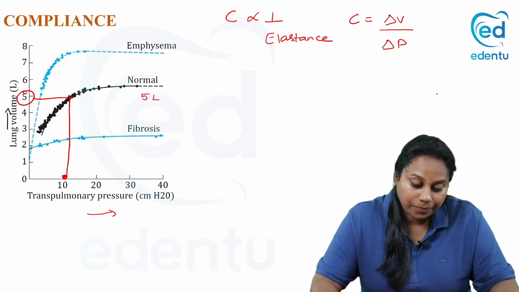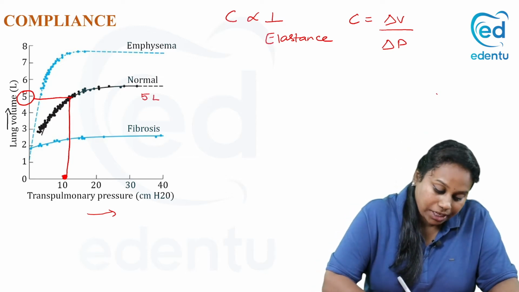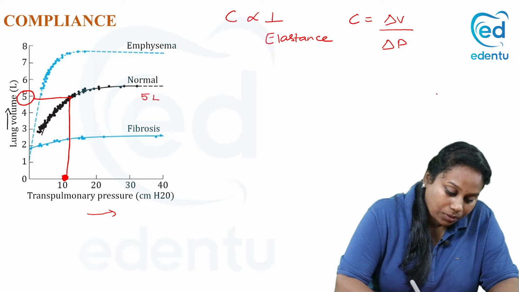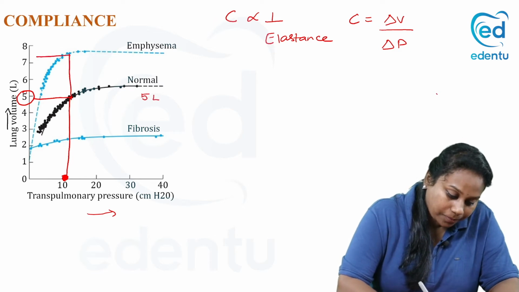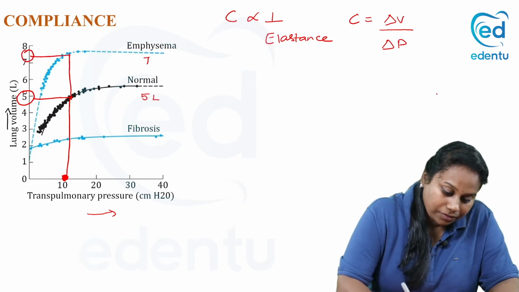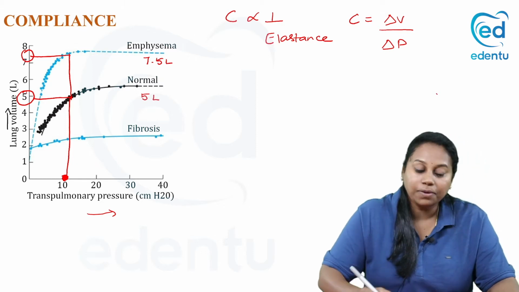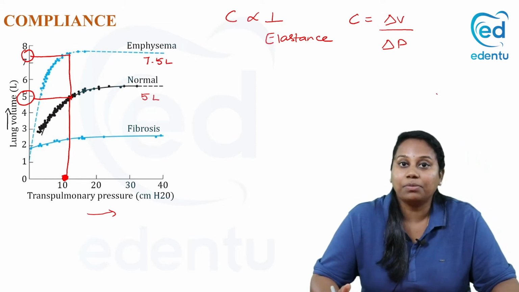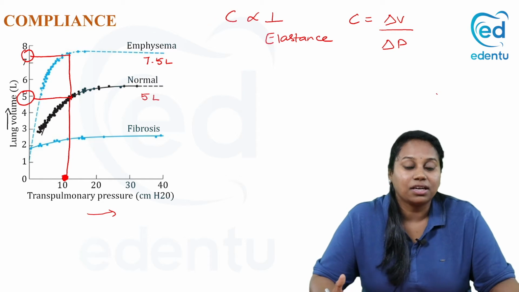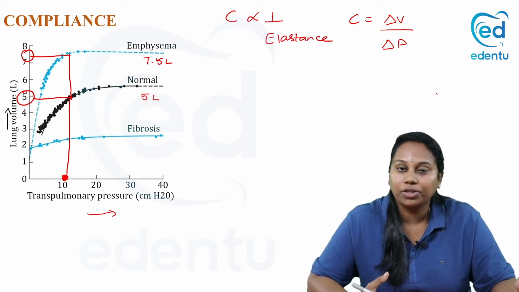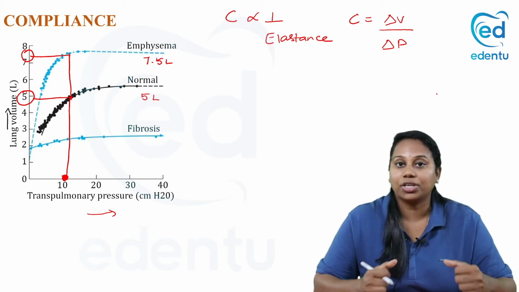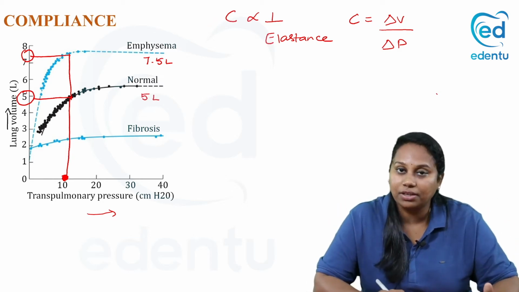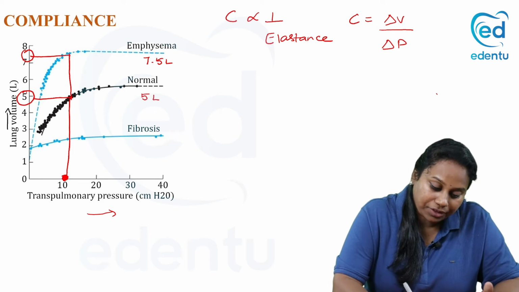But now look at the top curve. For the same 10 centimeter of water pressure change, look at the volume change. It is around 7.5 liters. It means that in emphysema, compliance has increased. Normally, you can take in 5 liters at 10 centimeter of water pressure, but in emphysematous condition, it increases to 7.5 liters. Why? What happens in emphysema?